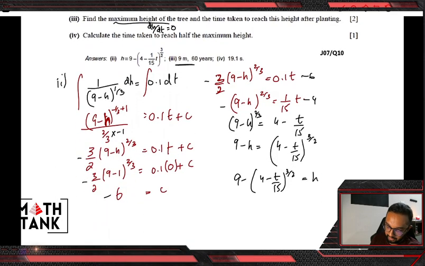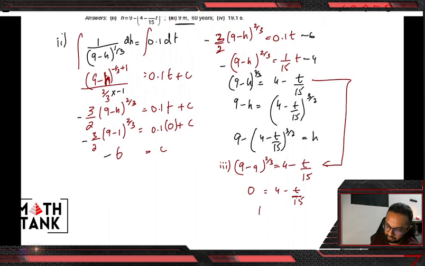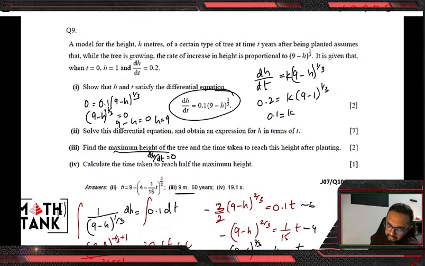So then I can find out the time. That's simple. I can use this equation. I don't need to use the final equation. I can just say that I'm using this equation for part 3. I'm going to say that this becomes (9 minus 9) to the power 2/3 equals 4 minus t over 15. So 0 equals 4 minus t over 15. I could have used the other equation as well and it would have given you the same answer. So t over 15 equals 4, t equals 60. That's how you find the maximum.